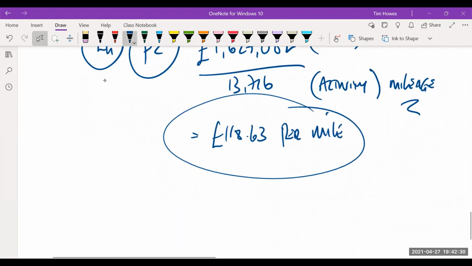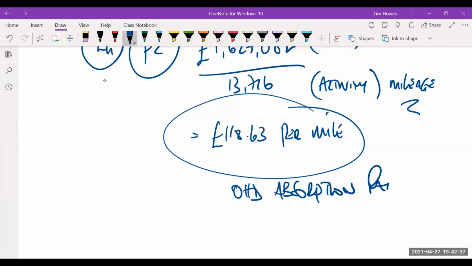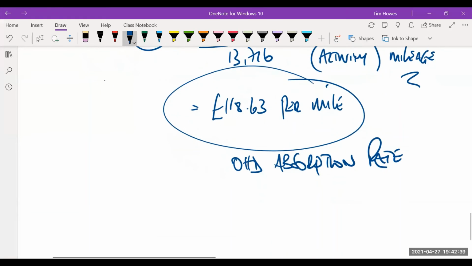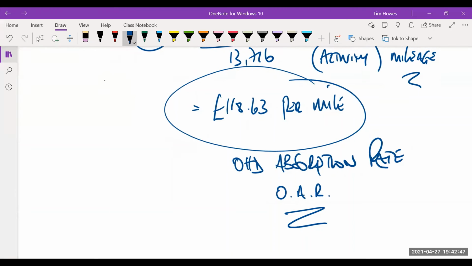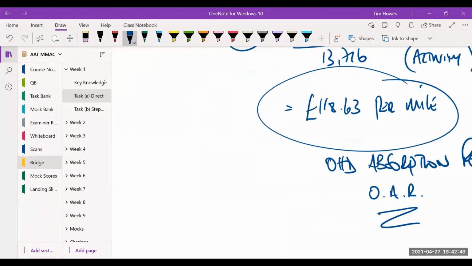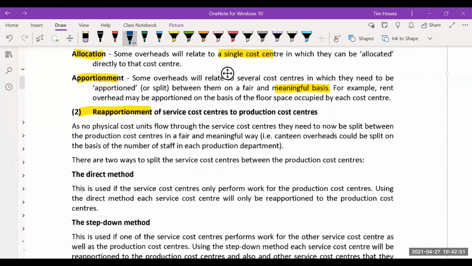And this is what we would call an overhead absorption rate. Next week we'll look at how that works in practice. Overhead absorption rate, OAR. And that's a link to next week. It's not the end for today. I do like to give you as much as possible.